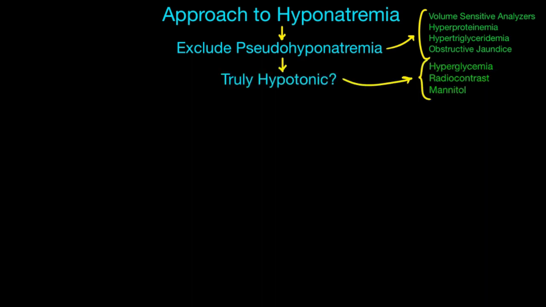Next, you want to ask yourself, is the patient truly hypotonic? Remember, we really want to work up the patients who have water excess. And so there are some other conditions where the patient's not hypotonic, but the serum sodium may have decreased due to the addition of some other osmole. And so hyperglycemia is a very common example of this. Radiocontrast and mannitol or other things, if they were just recently administered, could lower the serum sodium, but the patient's plasma osm is actually unchanged.